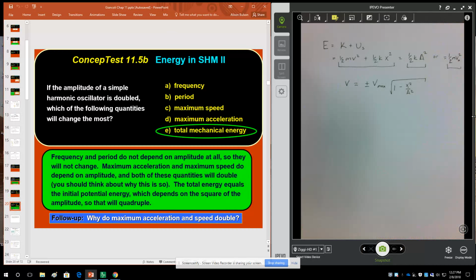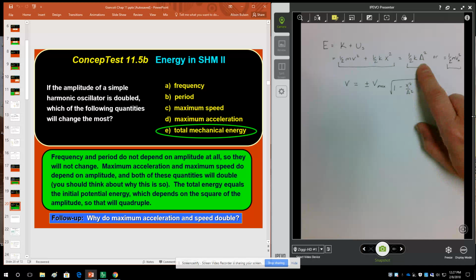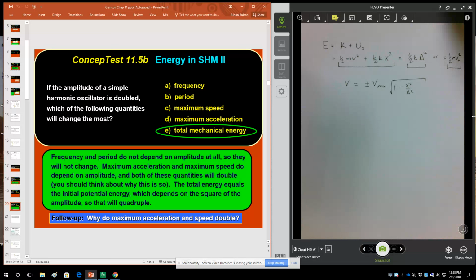It turns out that doubling the amplitude, so doubling this value, since velocity is also squared, does change velocity, but doesn't change it as much as doubling amplitude changes the total energy. Because amplitude is squared, total energy depends on amplitude squared, and you quadruple total energy when you double the amplitude. If you double amplitude, you only double velocity, or maximum velocity, I should say.